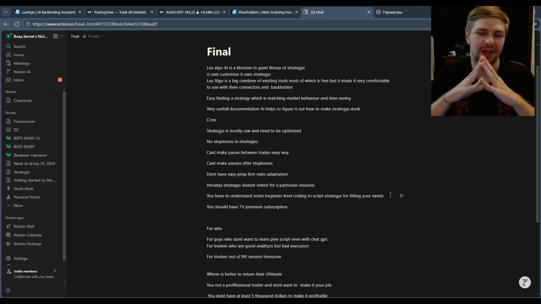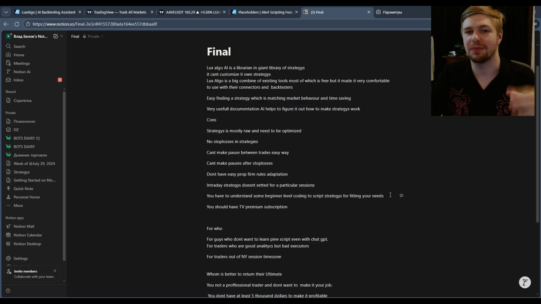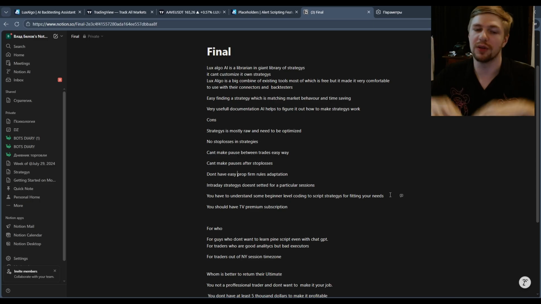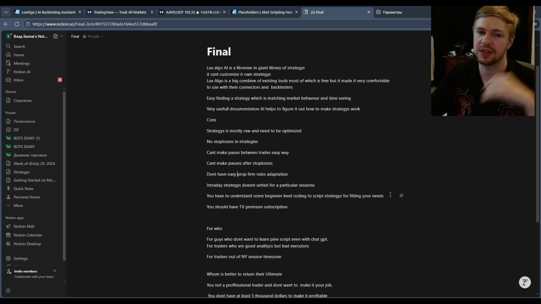Pros of this AI: easy finding of a strategy which matches market behavior and suits the instrument flow. It's very time saving. This is the biggest pro for me for this AI. Also, I want to say it has very useful documentation AI which helps to figure out how to make these strategies work and how to use the full Ultimate bundle for you. This is very good. I enjoyed their AI in the docs a lot.